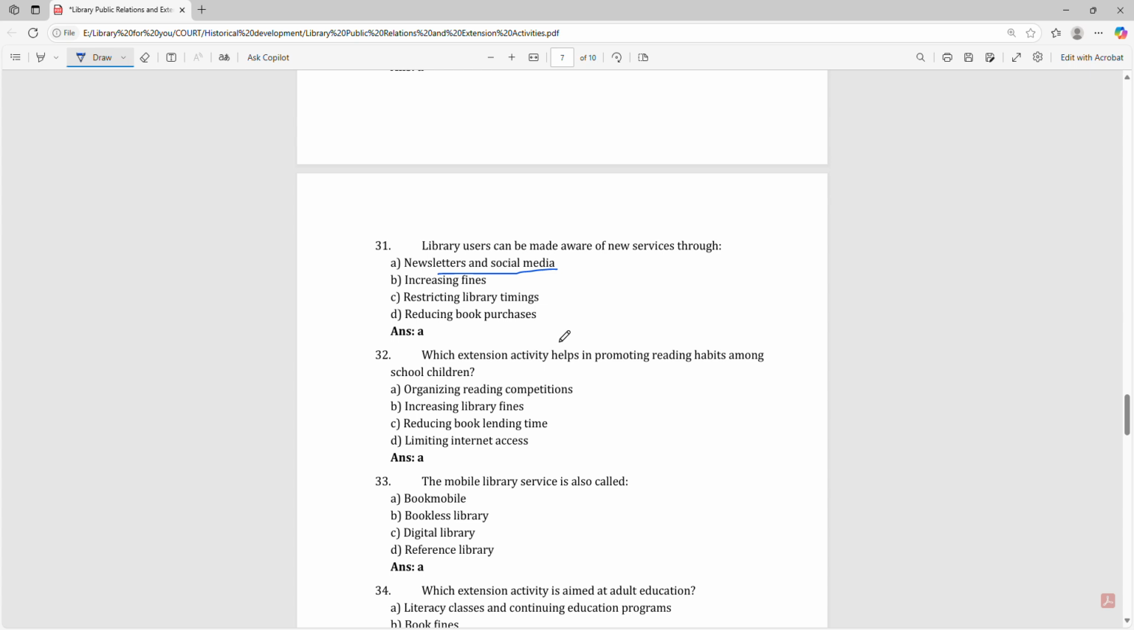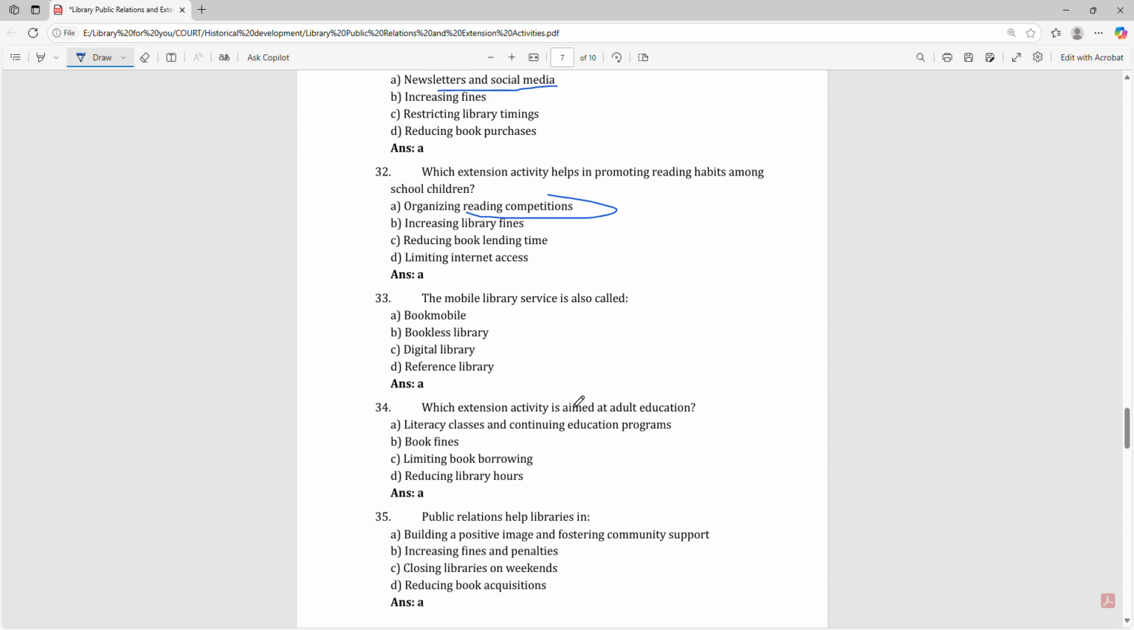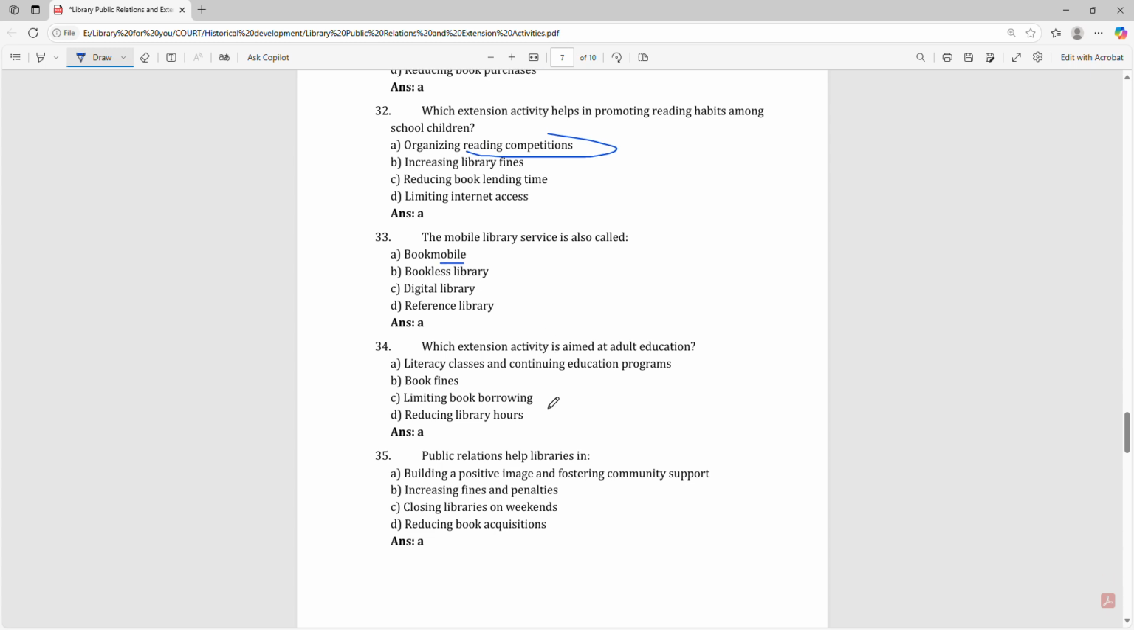Which extension activity helps in promoting reading habits among school children? Organizing reading competitions. The mobile library service is also called the book mobile. Which extension activity aims at adult education? Literacy classes and continuing education programs.